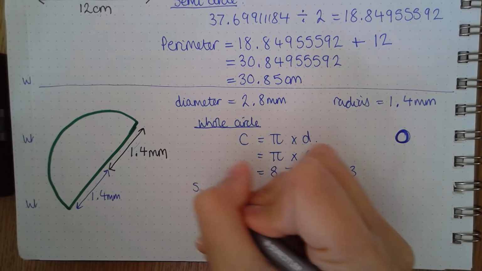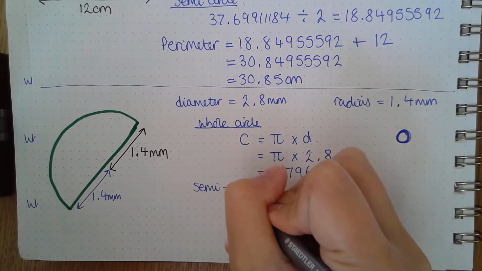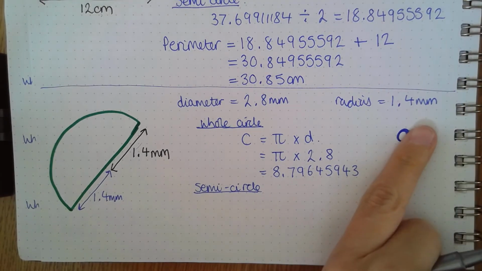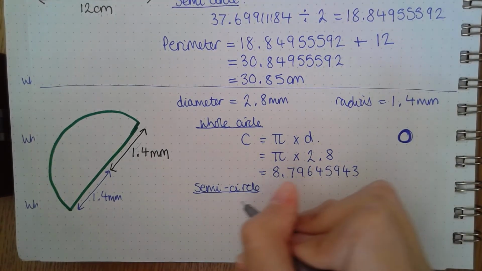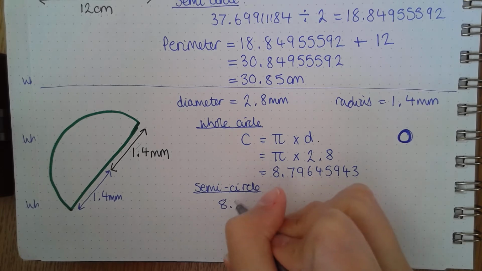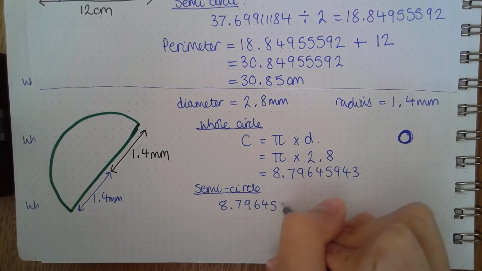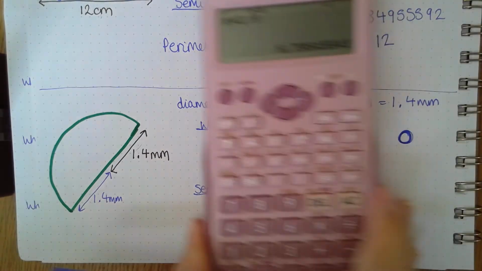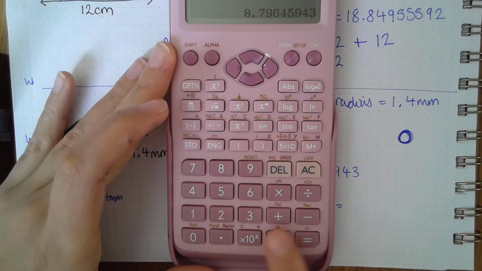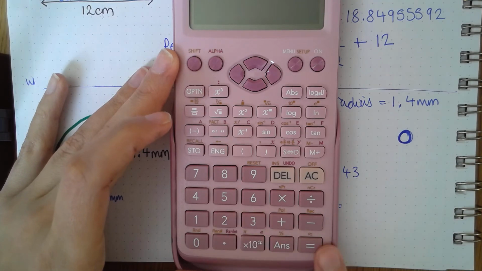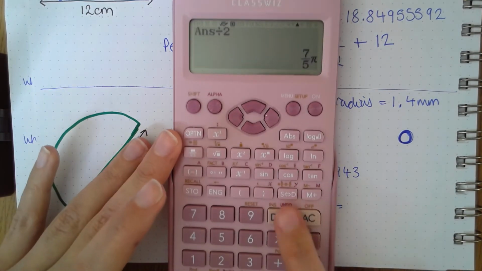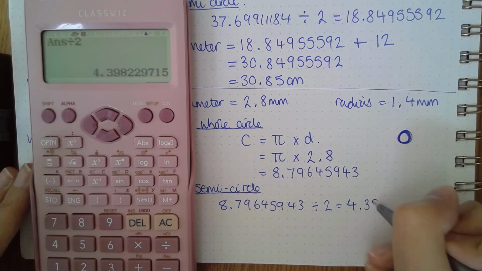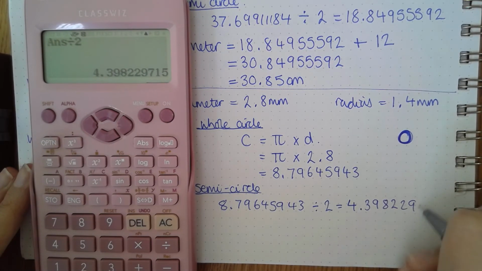We only want half of a circle, so we're going to do a little subheading, semicircle. We only want half, so we're going to divide it by 2. So 8.79645943 divided by 2. I'm just going to press answer divided by 2 equals and an S arrow D button. So 4.398229715.